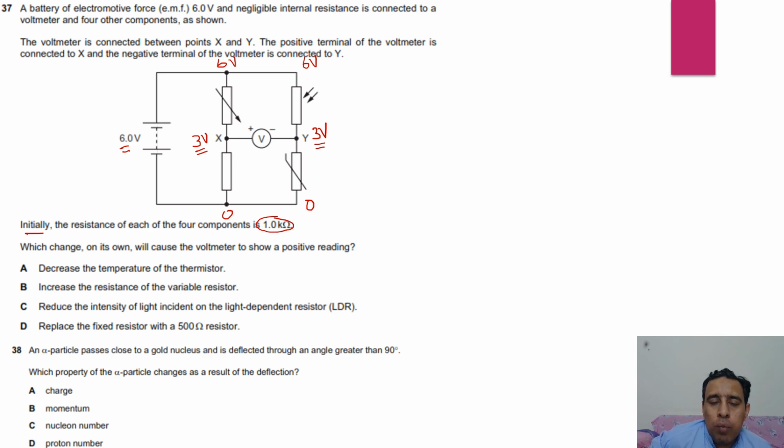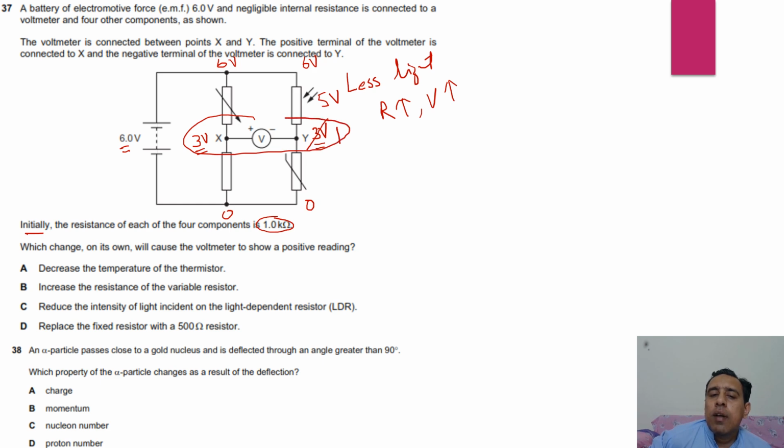So you know that when more light shines on the LDR, its resistance decreases. Less light means the resistance increases. If the resistance increases, the voltage increases. So initially, suppose the voltage was 3 here, 6 minus 3 is 3, but now the voltage increases to maybe 5 volt. Then this should be 1, so 6 minus 1 is 5. Now again compare these two values. Here the voltage at X is greater than at Y, so it becomes positive.